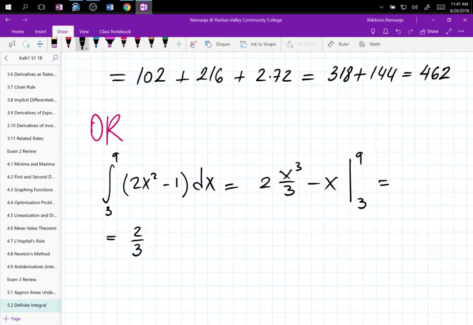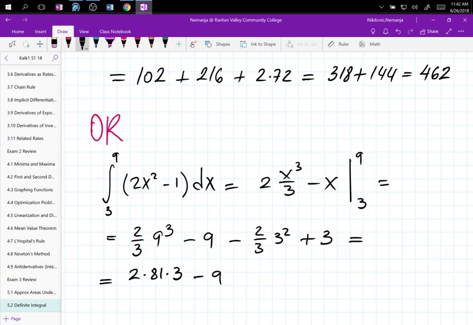So plug in 9 first. You get 2/3 9 cubed minus 9. There we go. And then minus 2/3 3 cubed, and then plus 3. I'll explain all of this stuff. And now we compute this. All right, so I have 9 cubed. That's going to be 9 squared, so 2 times 81 times 3, because one of the 3's will cancel with 3. Minus 9, minus, why did I put squared over here? It's 3 cubed. Oh, because I already canceled in my head. So that's 2 times 9, because one of the 3's cancels, and then plus 3.